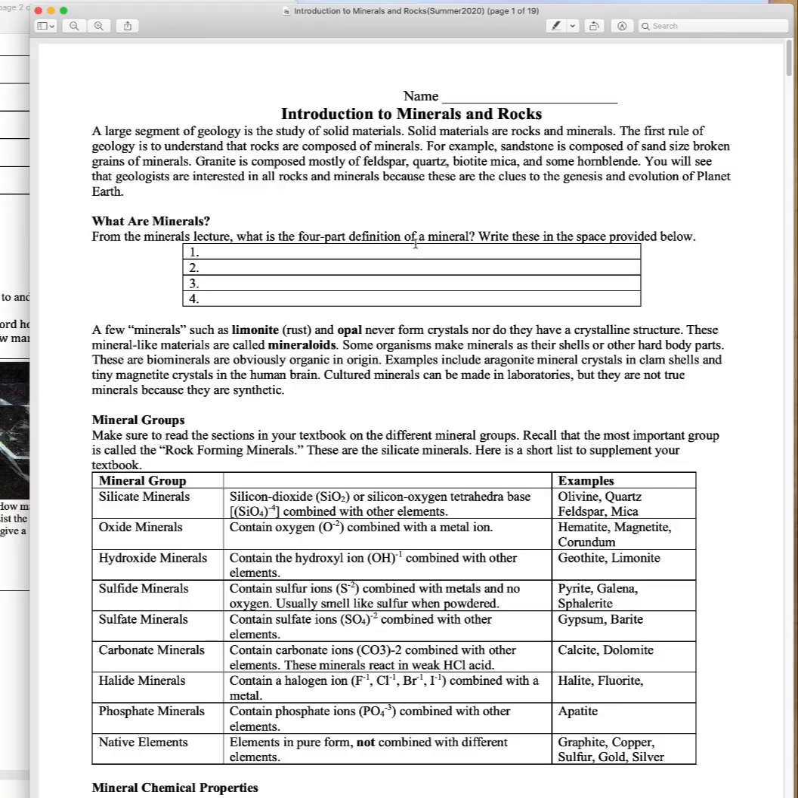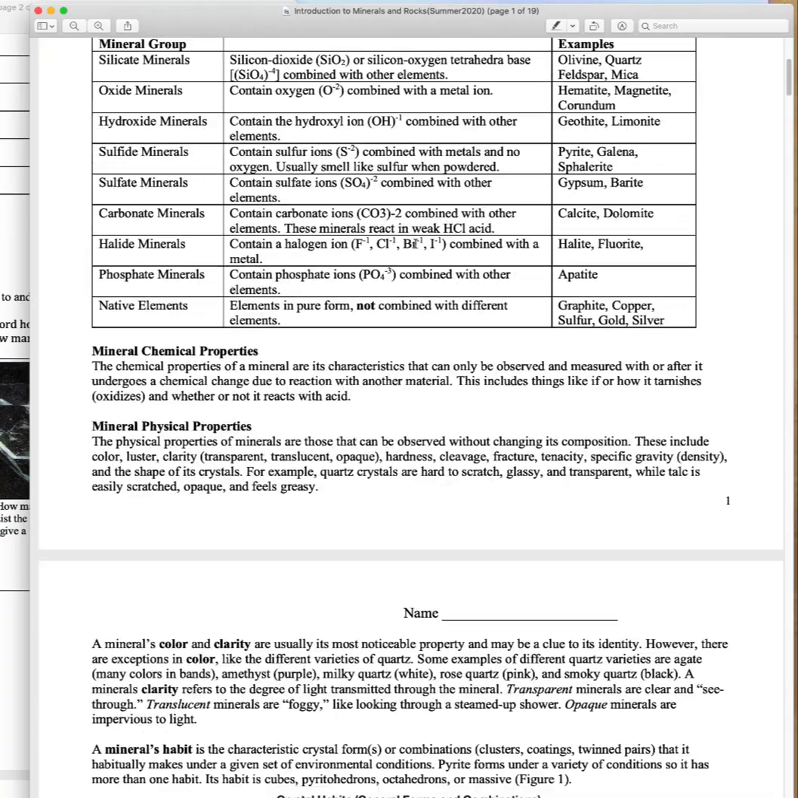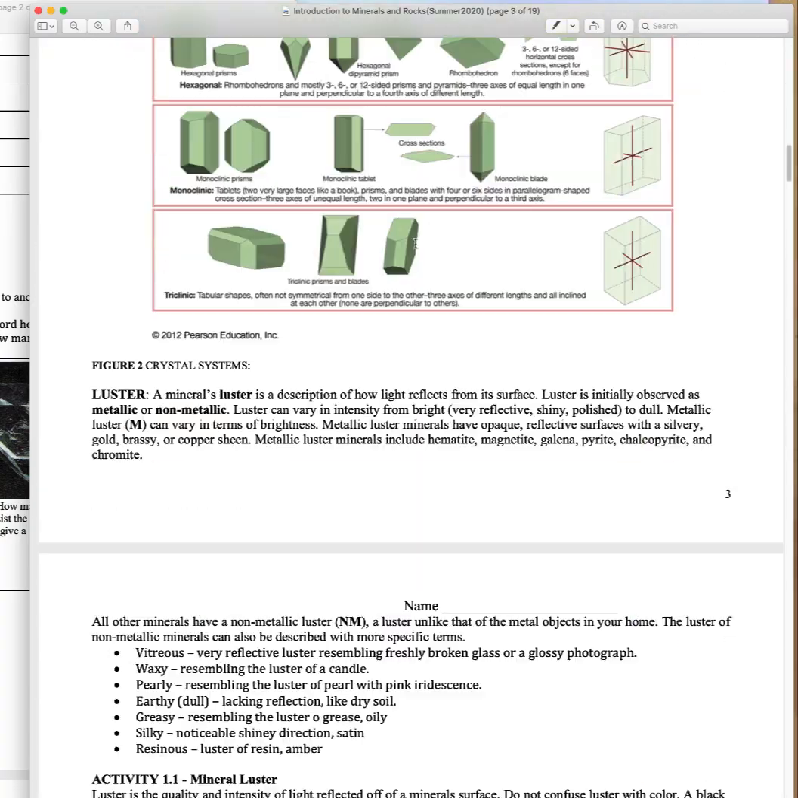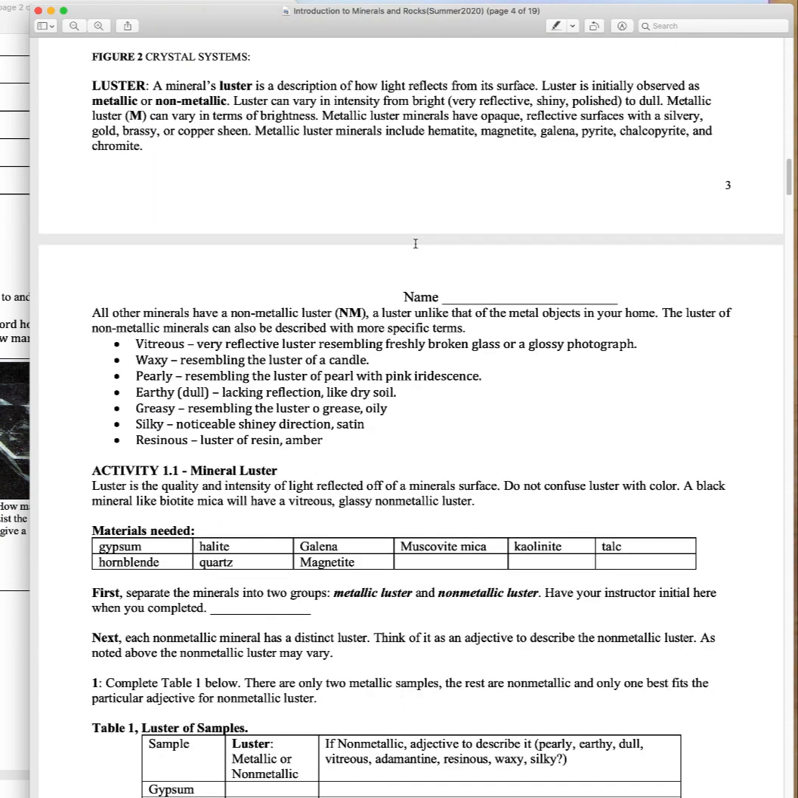At any rate, I'll let you read through this first part here and I'm going to start working through the exercises. So as we go down here, the first thing we do is luster. And so remember, luster is the way the mineral reflects light. And we have two categories. We're either looking at something that's metallic or non-metallic.